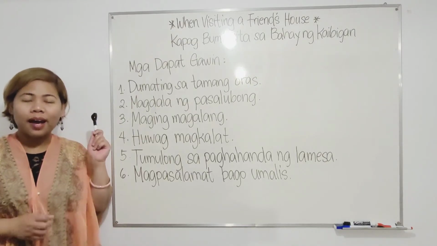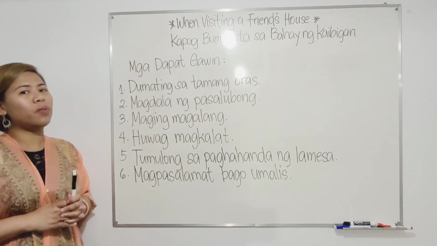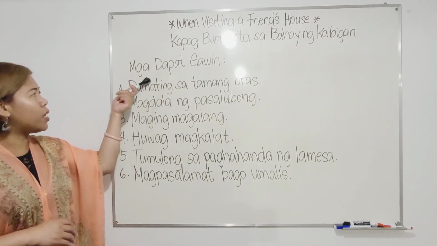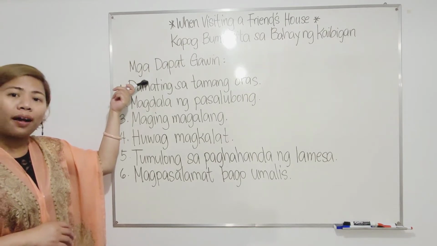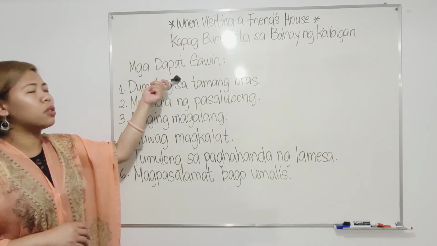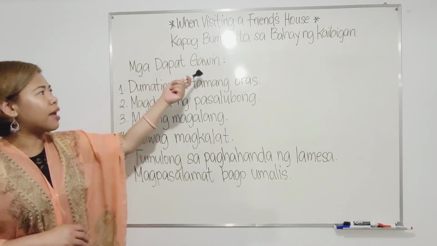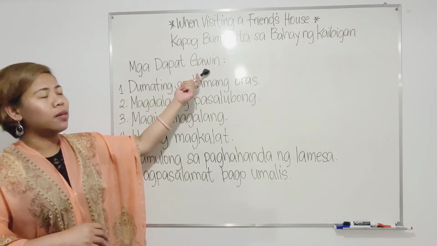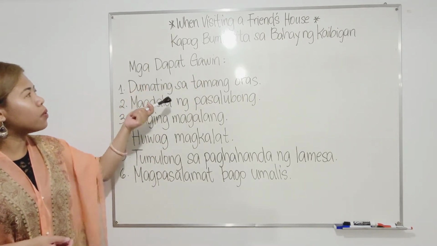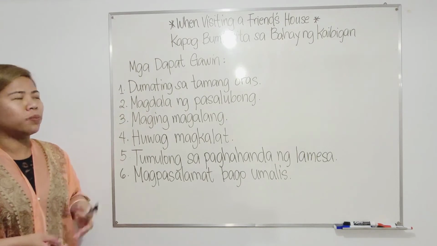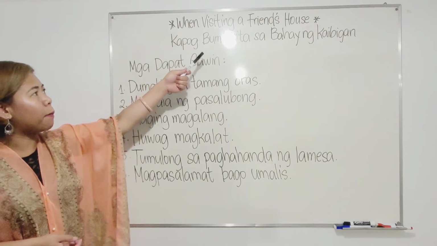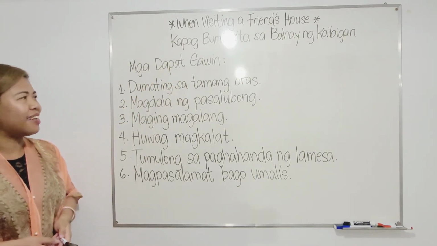Okay, so I listed down 6 things that we should do when we are visiting a friend's house. Mga dapat gawin. We always encounter this word, right? Mga. It is an indicator that something's plural. Dapat is should or right. And then gawin is to do. From the word gawa, do. So things to do or things that you should do when visiting a friend's house. Okay? Mga dapat gawin kapag bumibisita sa bahay ng kaibigan.